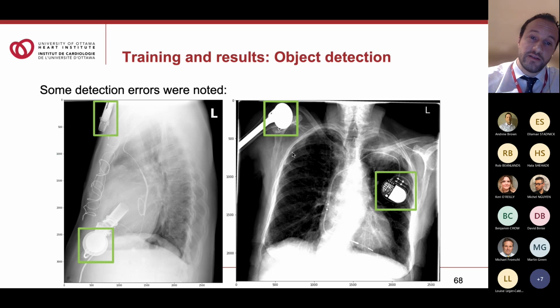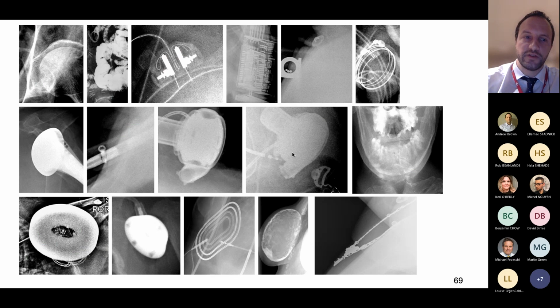Interestingly, the algorithms also detected some devices incorrectly. For example, an LVAD here was detected as an implanted device or a prosthetic shoulder. And some of the other examples we found were the magnet that's applied on top of the device, or a calcified breast implant. LVADs and prosthetic shoulders, for example, were inappropriately detected.